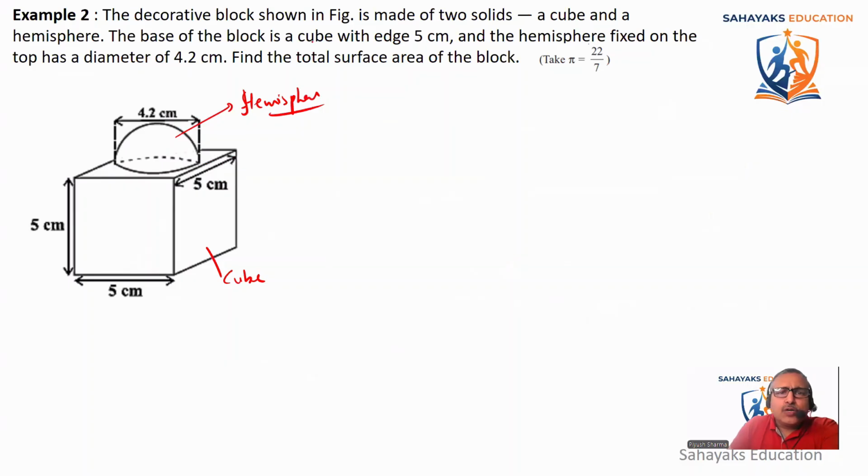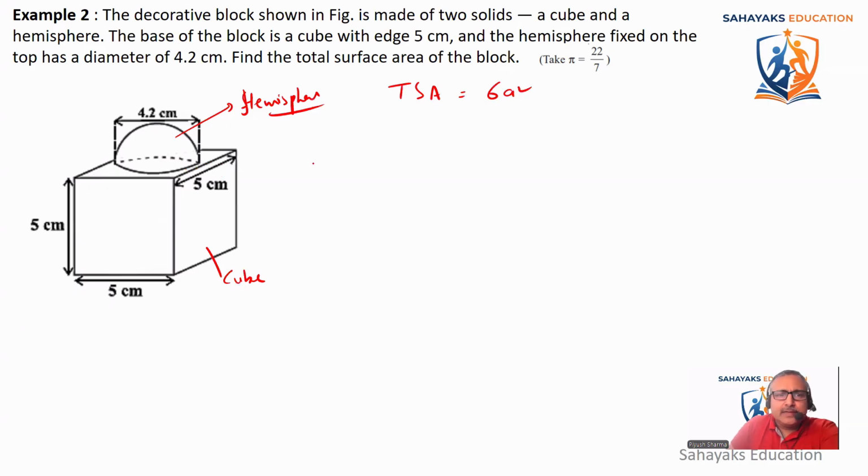Okay, the base of the block, the cube, is 5 centimeter and the hemisphere fixed on the top of it has a diameter of 4.2 centimeter. Find the total surface area of the block. Okay. For finding the total surface area, what is the total surface area of a cube? The total surface area of a cube is 6a square.